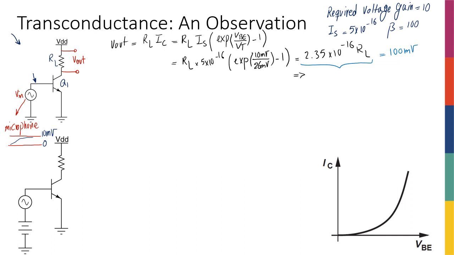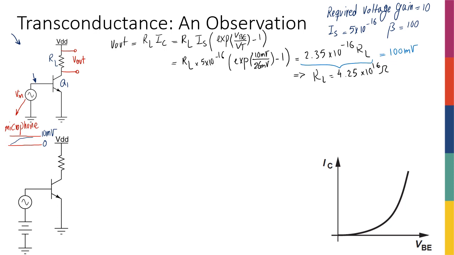Therefore, I can say that RL has to be 4.25 times 10 to 16 ohms. Okay, so if I choose this RL, I'm going to get my signal amplified with a gain of 10. Everything is nice and good, and I can actually get a gain of 10. It's a good amplifier, right?